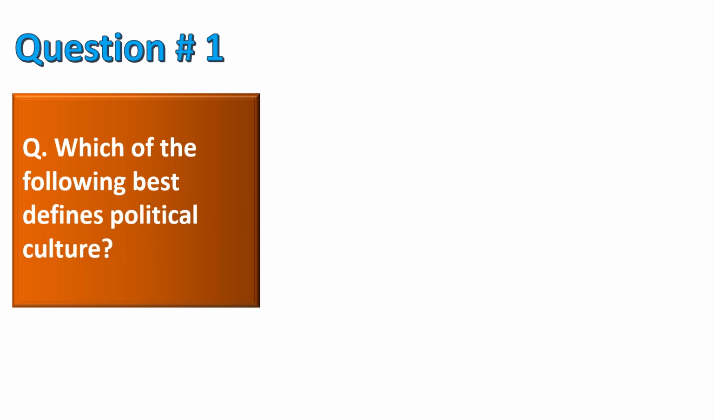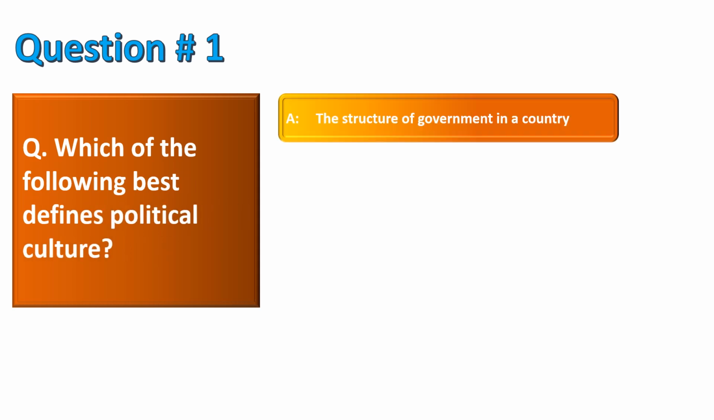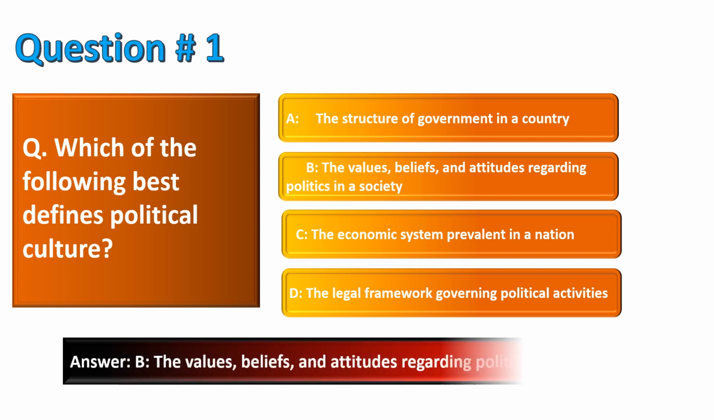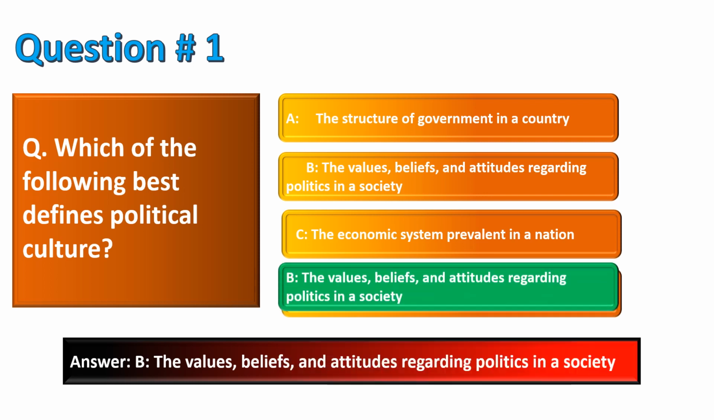Which of the following best defines political culture? Options are given to you. The correct option is option B, the values, beliefs and attitudes regarding politics in a society.